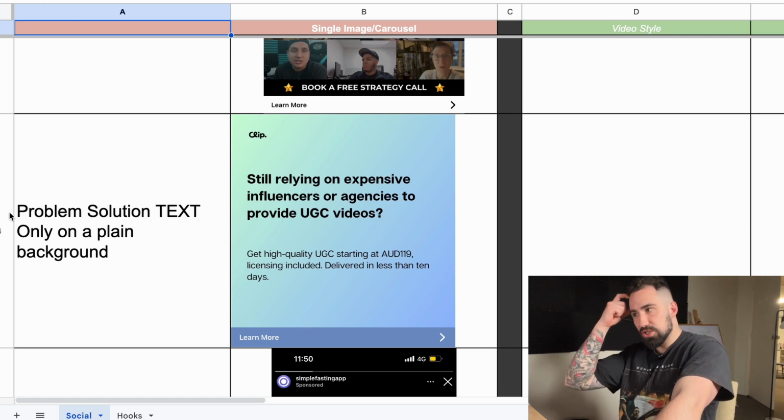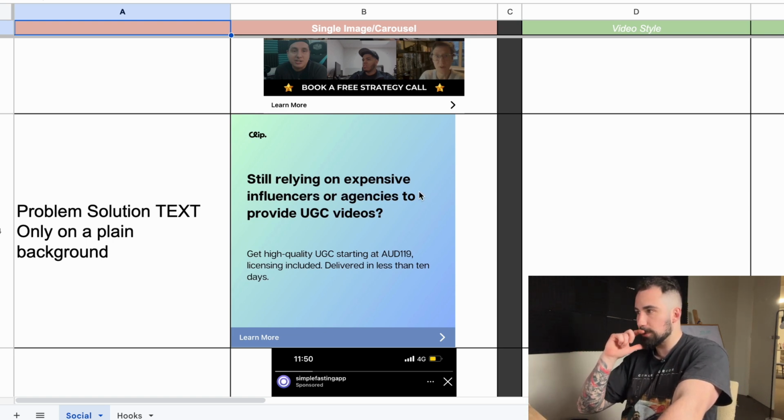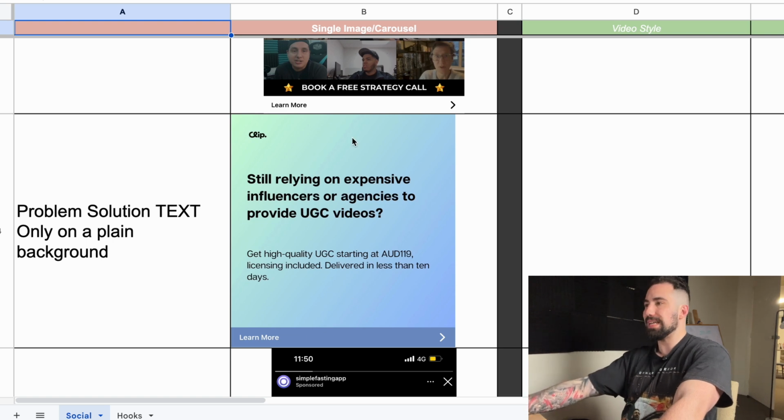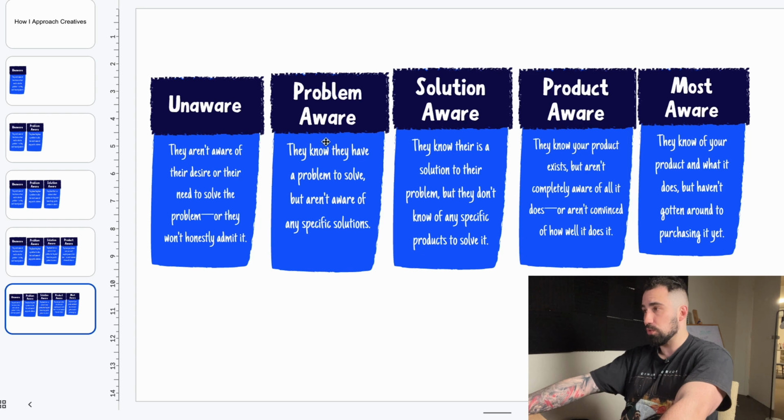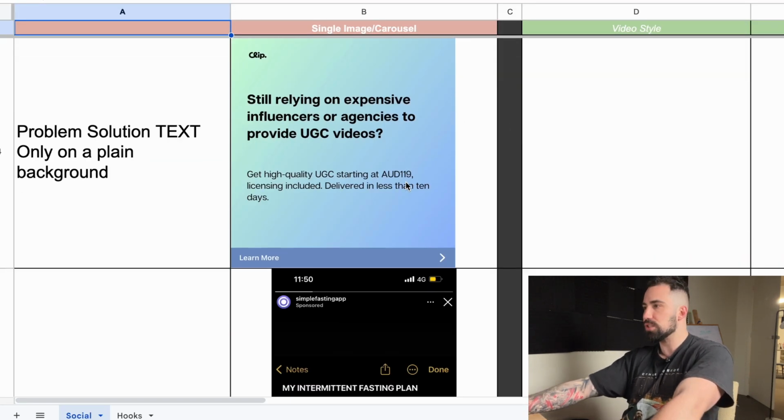Problem solution text on a plain background. This type of creative works well if you have a really good offer, and it's still relying on expensive influencers or agencies to provide UGC video. But I bet this didn't perform really well because the headline is too long, guys. Nobody's going to read this. And this part is AUD, you don't see the dollar sign. It's just a messy look, and I don't suggest this is going to perform well. And if we have to think about what stage it goes into, problem aware. So they know they're paying too much to the influencers, and so on and so forth.